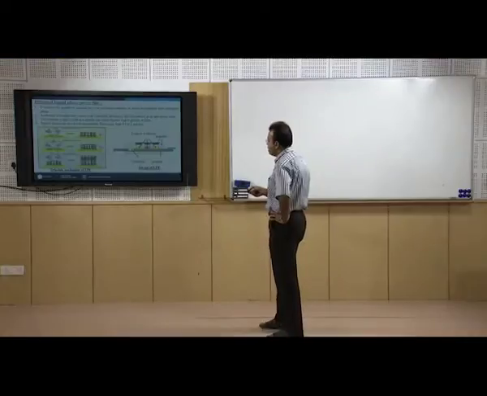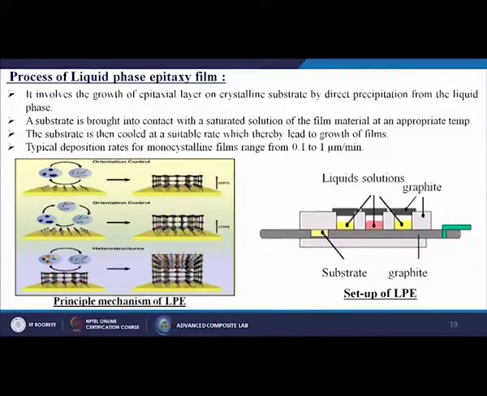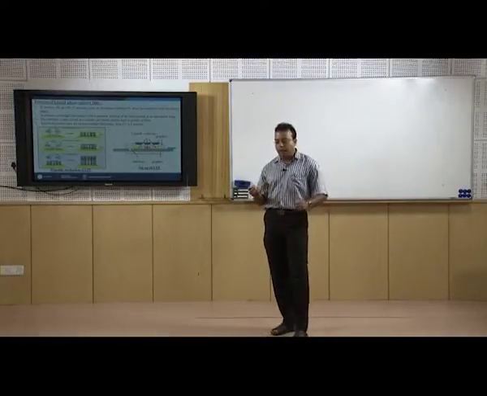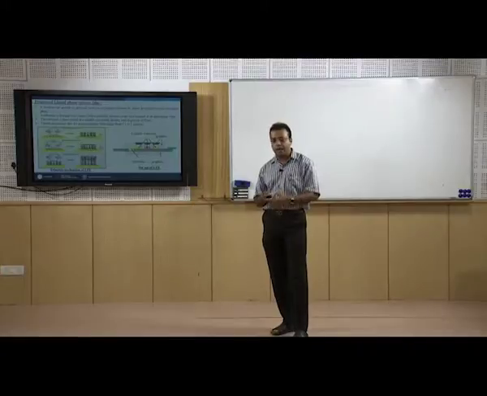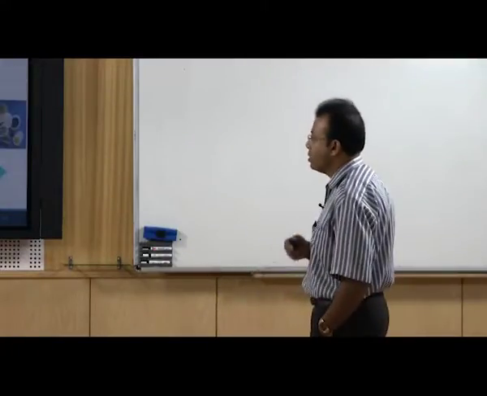Here the principal mechanism of liquid phase epitaxy looks like this. First we can do orientation control, so that we can form different crystal structures on the substrate itself. Here we have several liquid solutions, closed by graphite, then we have the substrate and we do the coating on the substrate itself. So, this is the simple type of liquid phase epitaxy. Initially we have the substrate, then we put it into the different solvent and then thin film growth takes place.